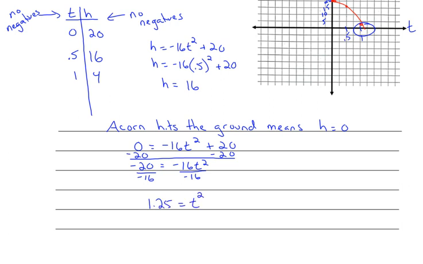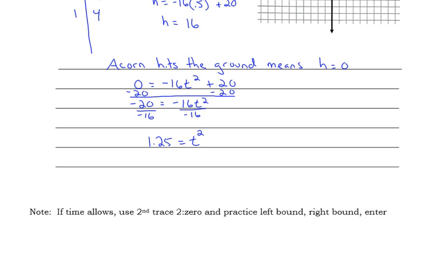Now I need to solve this for t, not for t squared. So remember, if we want to get rid of a squared term, we have to take the square root of both sides. So putting the square root of 1.25 in your calculator, you're going to get approximately 1.12. So the acorn will hit the ground at approximately 1.12 seconds. We can also find this value on the graphing calculator, and I will show you that tomorrow when we go over some more properties of a quadratic function.